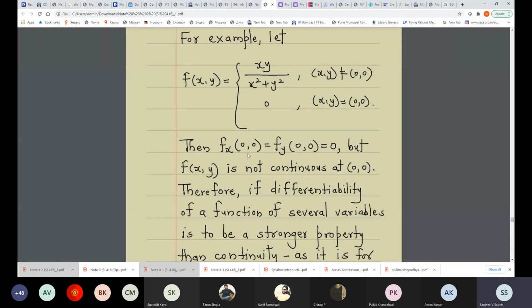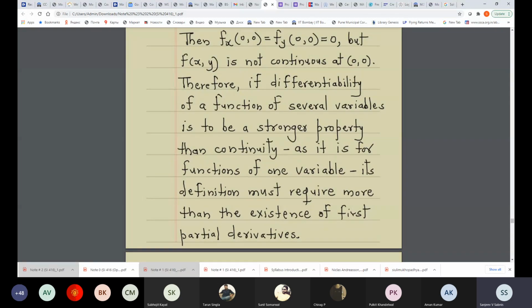But the partial derivatives of f with respect to x and y evaluated at (0,0) both exist, and each one of them is equal to 0. So here is an example where partial derivatives exist, but the function is not continuous. And therefore, if differentiability of a function of several variables is to be a stronger property than continuity, as it is for functions of one variable, its definition must require more than the existence of first partial derivatives. So mere existence of partial derivatives doesn't suffice.